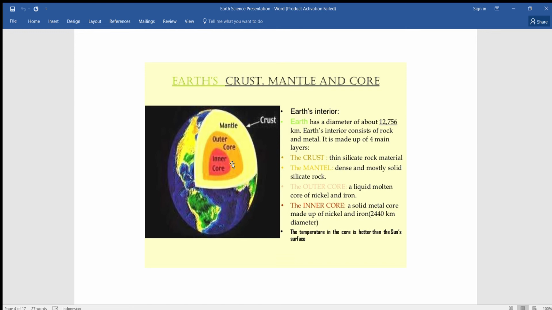It's hot. It's really hot. It's mostly, rather, made up of iron. It spins faster than the surface of the Earth. It creates a magnetic field. Yan po ang komposisyon ng ating Earth. The crust, the mantle, and the core.